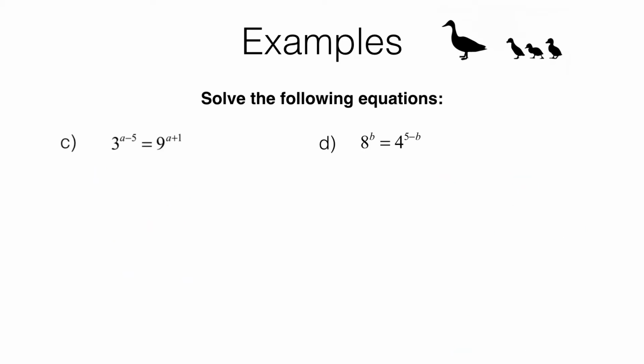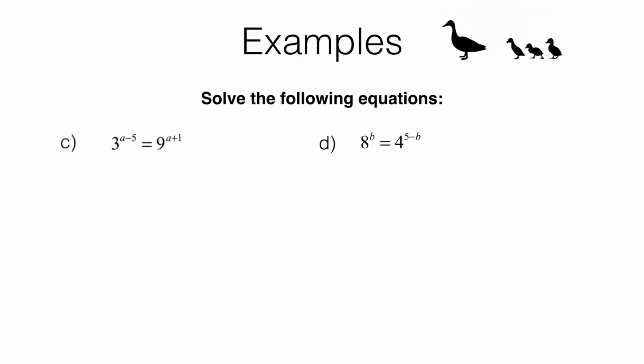Let's take a look at question C. This time we've got 3 to the power of a minus 5 equals 9 to the power of a plus 1. Can you see why this problem is a little bit trickier than the previous two examples? Hopefully you've spotted that this time we have different bases. And because those bases are different, we can't simply say that these indices must be equal. But there's a way around this.